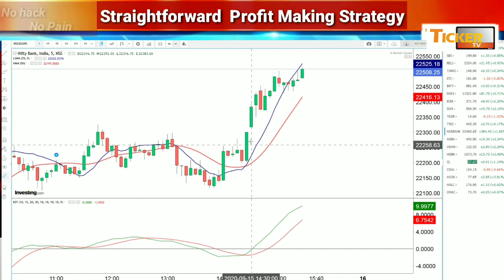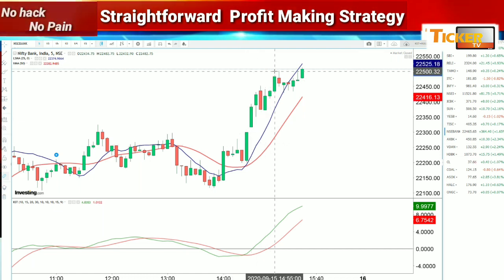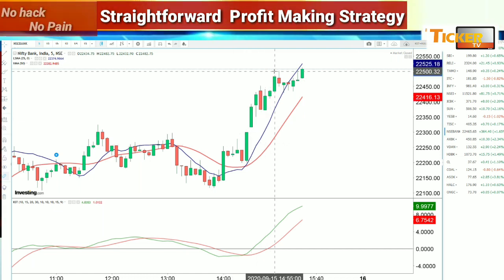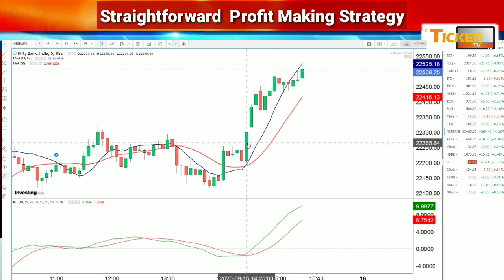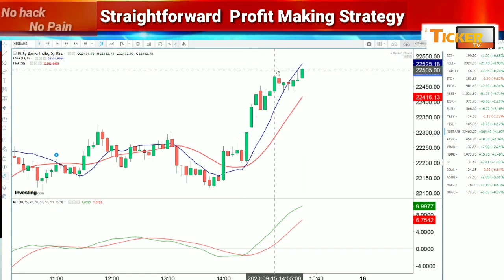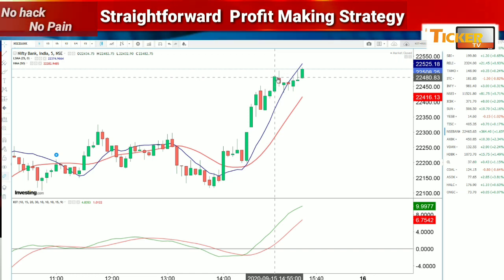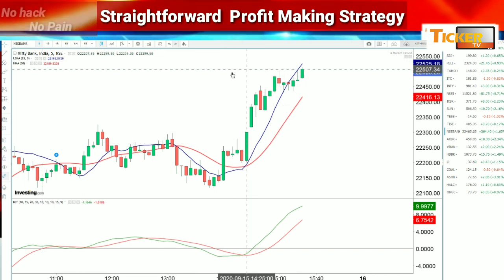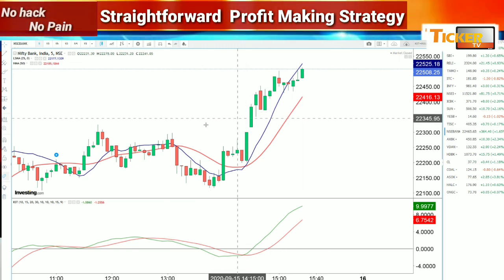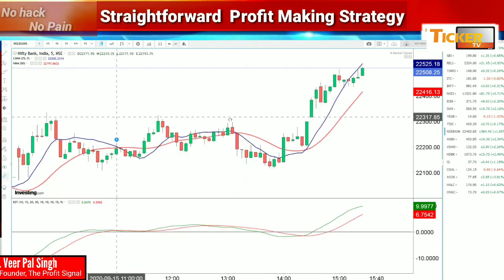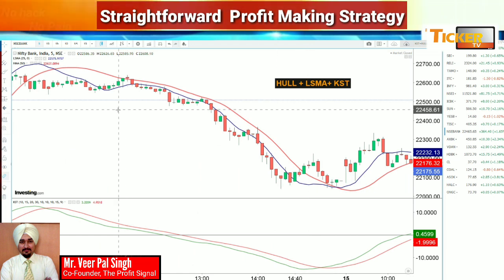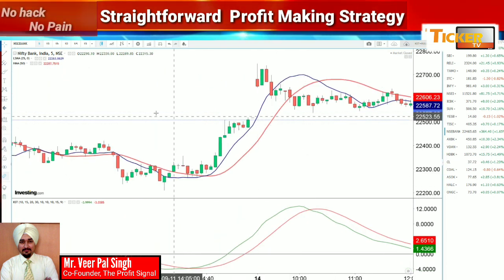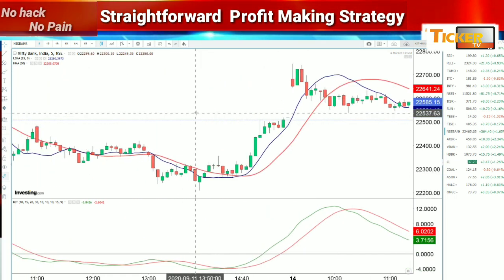At the same time the crossover came on the KST indicator, and after that you see there is a big jump. It came around 22,060 and it went up to the level of 22,500. So almost a 250 point move in the Bank Nifty. It's quite good for an intraday trader, and that is on a 5-minute chart. So it's simply suggesting that there is no hack, no pain, nothing. It is quite simple and you make a very good amount of money.